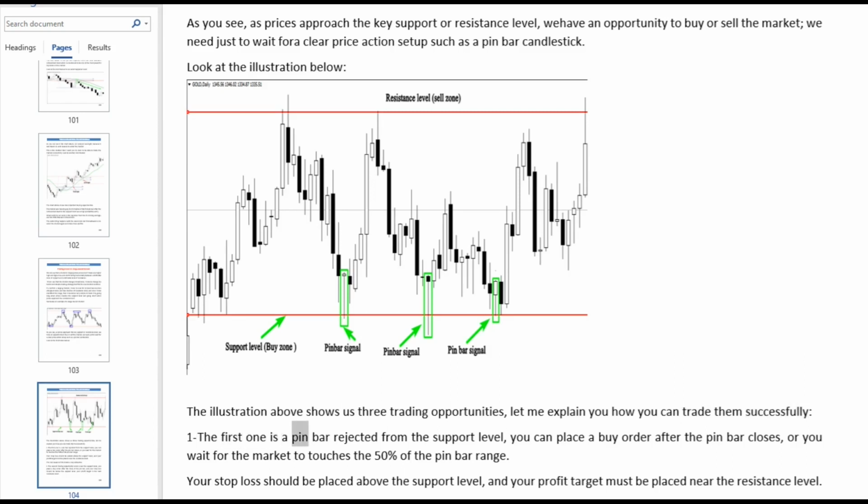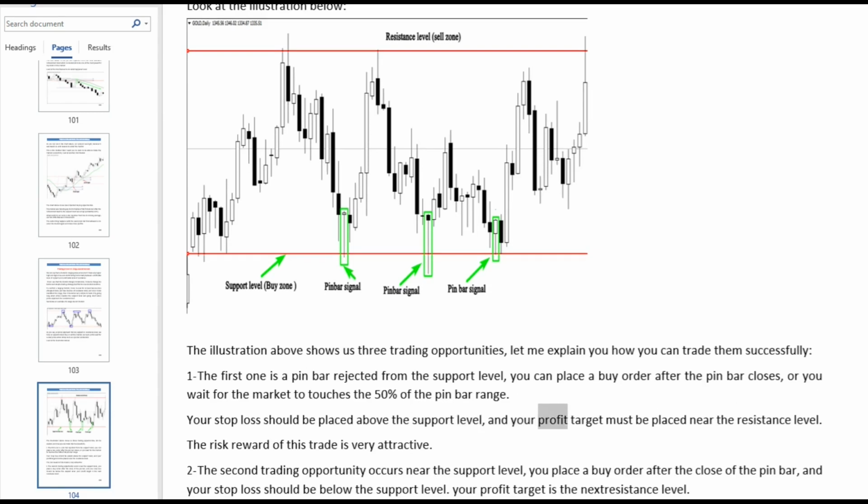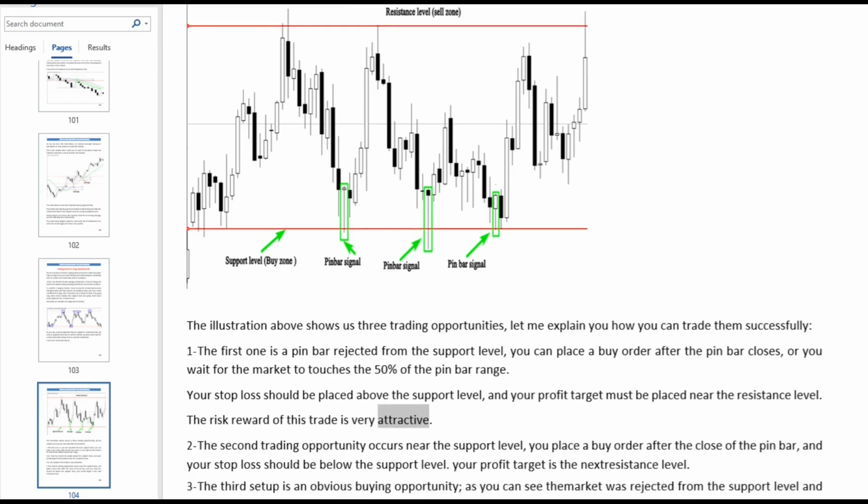The first one is a pin bar rejected from the support level. You can place a buy order after the pin bar closes, or you wait for the market to touch the 50% of the pin bar range. Your stop loss should be placed above the support level, and your profit target must be placed near the resistance level. The risk reward of this trade is very attractive.